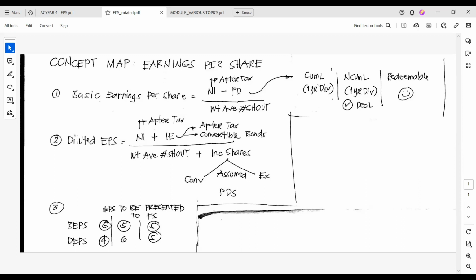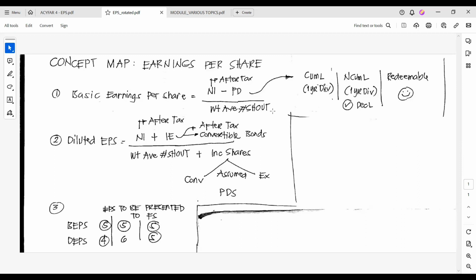Okay, divided by the weighted average number of shares. In some books, tinatawag yan na WANOS, di ba? Weighted average number of shares outstanding. Again, your number of shares outstanding includes your issued shares, subscribed, and treasury shares.